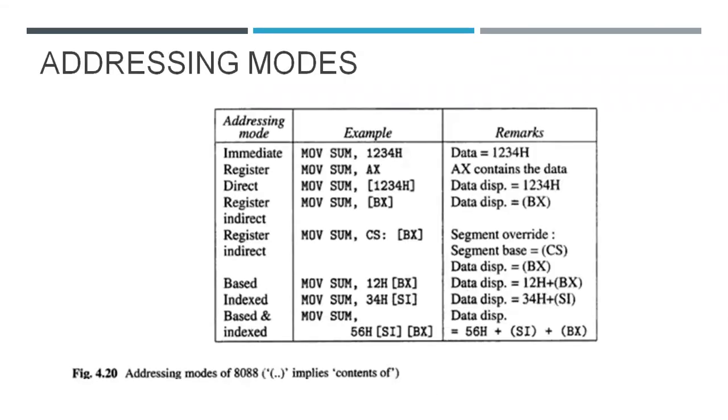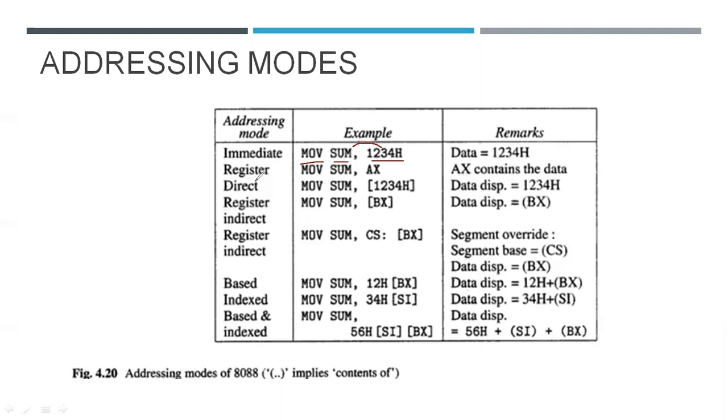Now let us go to the next point, that is addressing modes. Intel 8088 supports addressing modes like immediate, register, direct, register indirect, then based, indexed, and based indexed also. So we have examples over here. MOV SUM, 1234H. This is immediate: 1234H is the data which is moved into the sum.